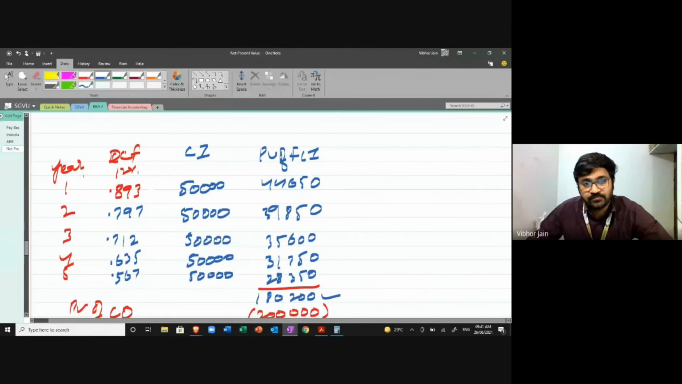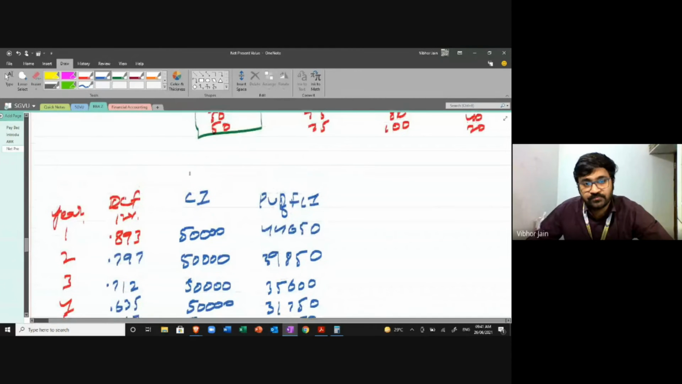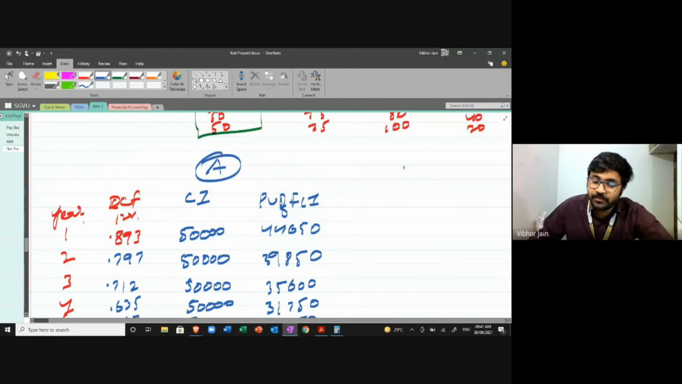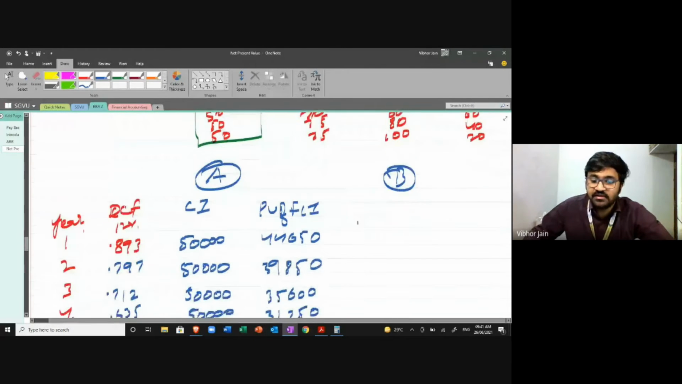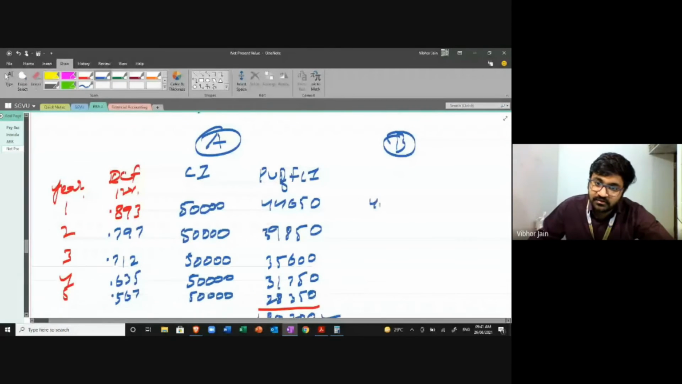Now I'll calculate the same for project B. This was for project A. The inflow for project B is 40, 50, 70, 75, 75. Okay. This is my cash inflow.